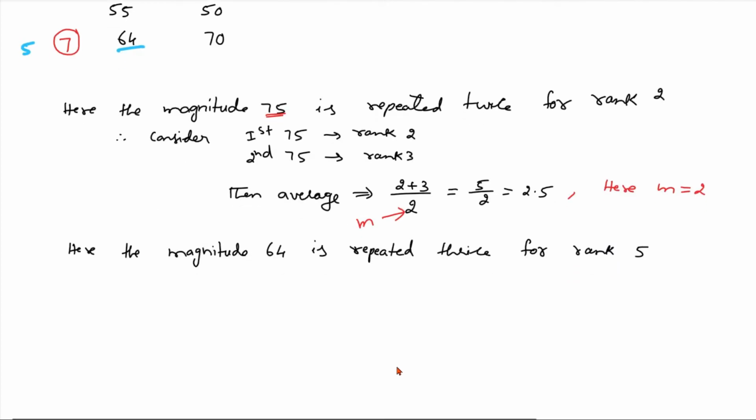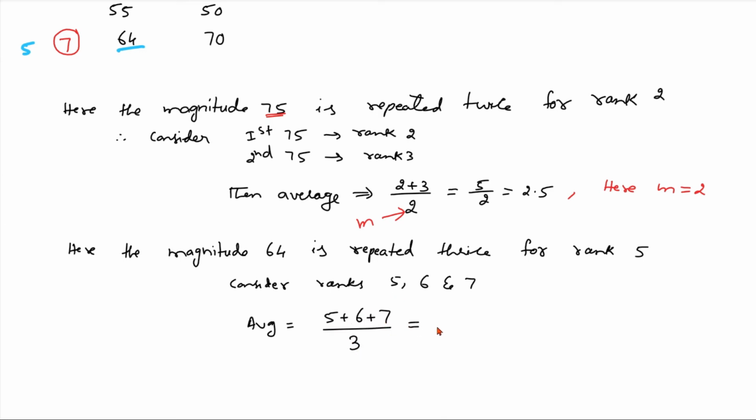Therefore, we'll consider, as I have already written for ranks 2 and 3, the ranks 5, 6 and 7. What will be the average? Average will be 5 plus 6 plus 7 divided by how many values are repeated here? 3 values. Therefore, divided by 3, it is 6. So this value of 3 will be your m value. In this case, m will be 3, right?